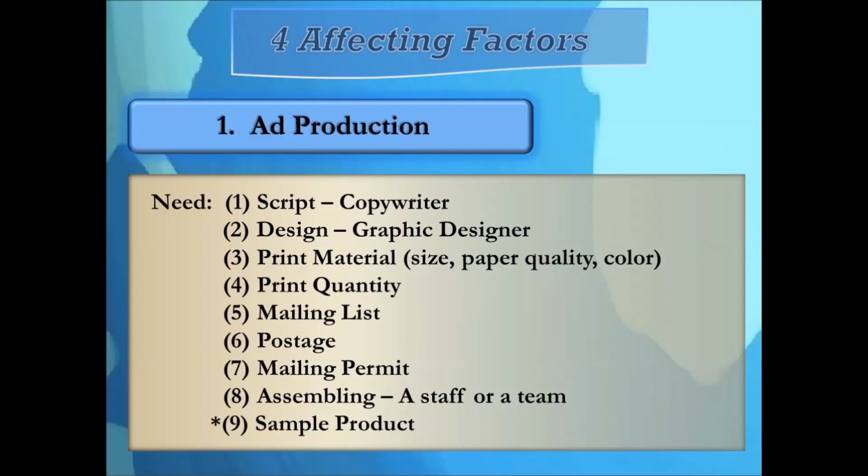Ad production involves hiring a copywriter to write a script, a graphic designer to design your mail, the print material, print quantity, a mailing list, postage, a mailing permit, a staff or a team to assemble the mail, and an optional sample product. If we go with the cheapest format such as a postcard and the use of a saturation mail, the total cost of production could hover around $1,000 to mail out 1,000 pieces. However, if you choose to do everything yourself, it could cost slightly lower.